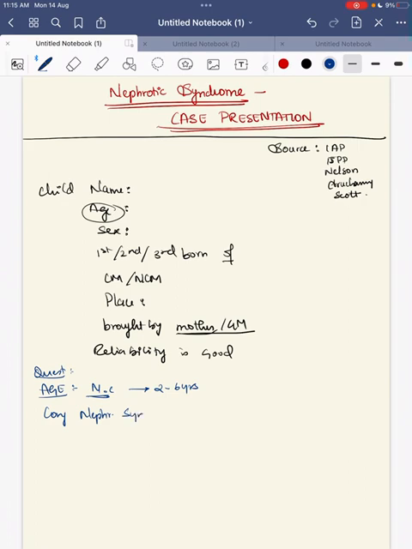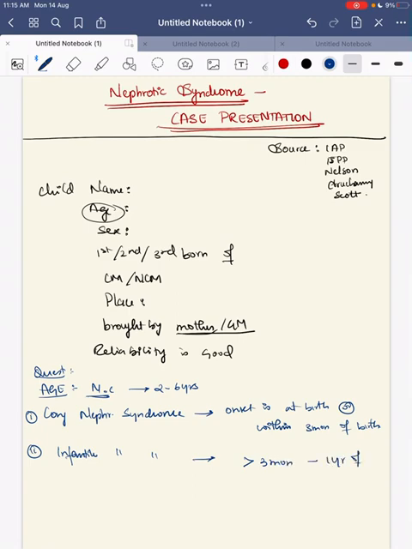So you can call it congenital nephrotic syndrome. First is congenital nephrotic syndrome, when the onset is at birth or within 3 months of birth. Second will be infantile nephrotic syndrome, that is when the child's onset of nephrotic syndrome is between more than 3 months to 1 year of age. Third, childhood nephrotic syndrome is our most common age group, that is between 2 to 6 years of age.